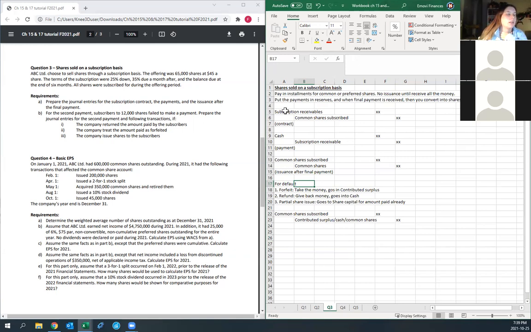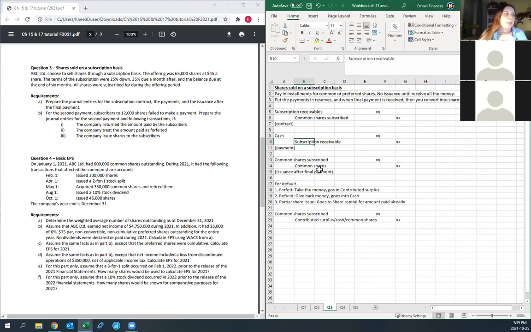When there's a contract, you set up a subscription receivable account, and you credit a common shares subscribed account. You debit your cash when you receive the payment, and you reduce your subscription receivable.